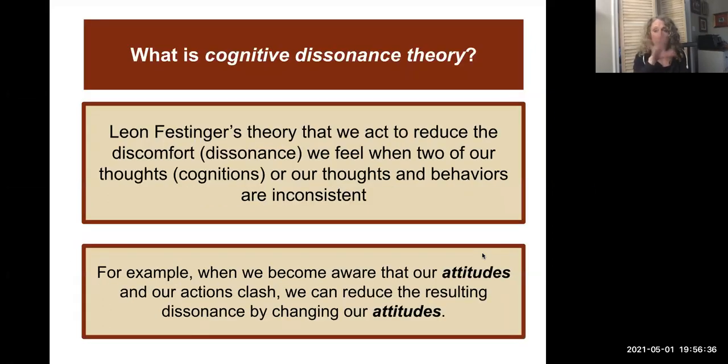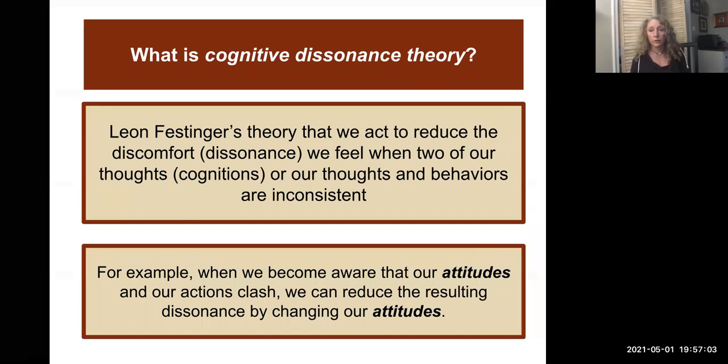Okay, so I think this might be one of the last things we talk about today. So there's one other theory today. This one's called the cognitive dissonance theory. Festinger's theory that we act to reduce the discomfort, the dissonance. If you ever heard the word dissonance, that's like just kind of an internal conflict and feeling of being uncomfortable. We feel when two of our thoughts, cognitions, or our thoughts and our behaviors are inconsistent.